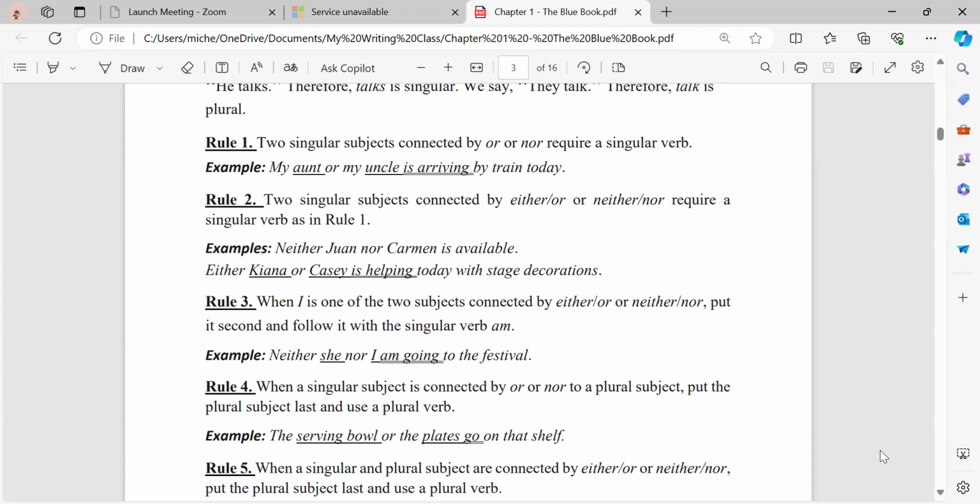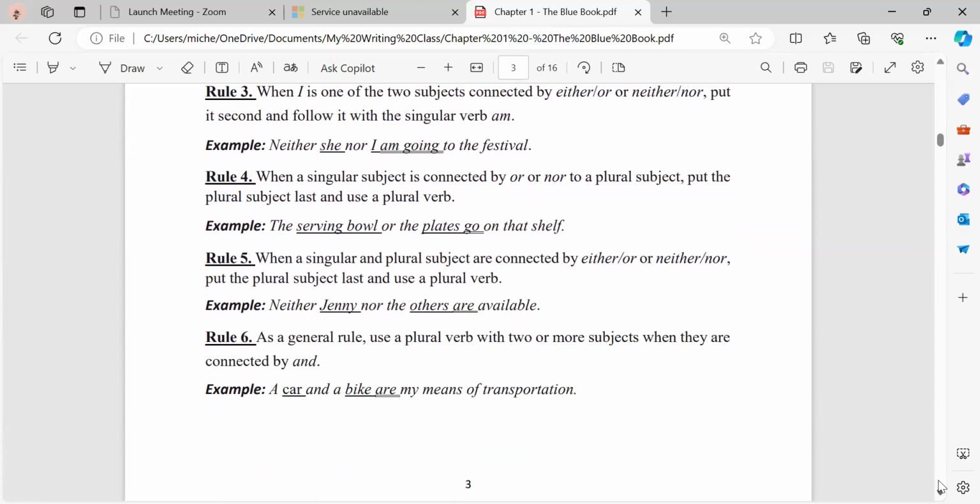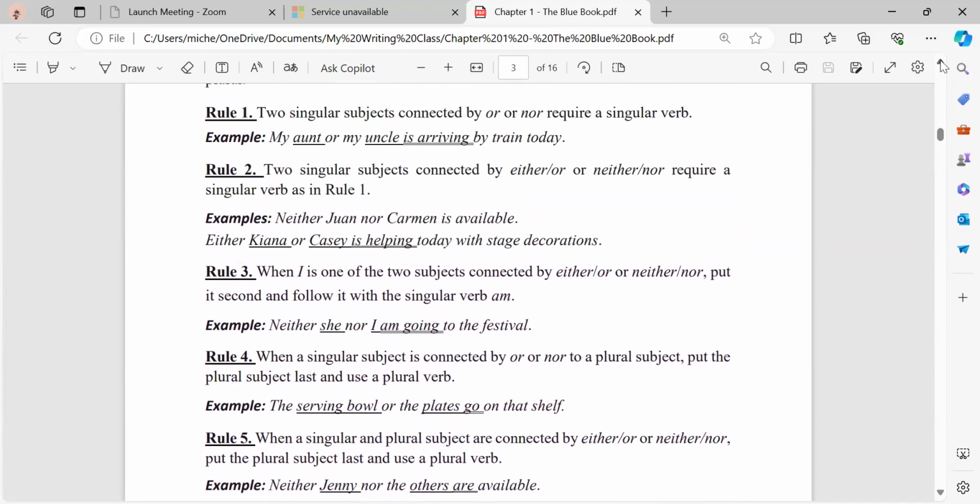Now, I think we have an example for and. I think it's at the bottom, I'm not sure. I kind of forgot if this is the one right here. You can see there's also and right here. I'm going to explain that later. We are going to go for rule number 3 first.